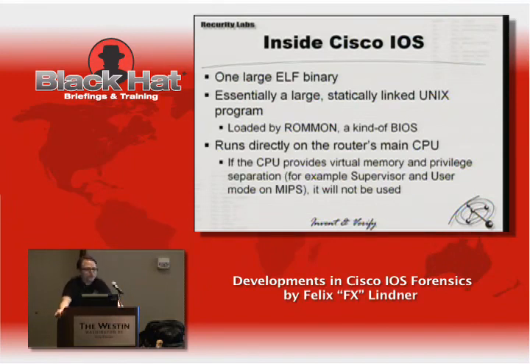So what's IOS looking like? Now, IOS is, in the regular case, a single large ELF binary. So essentially, it's a large statically linked Unix program. It's called an operating system, and it does show you processes and stuff, but it is essentially a very large Unix program. What happens is there is a piece called ROMmon in the router, which is kind of like a BIOS on your PC, and it finds the image and starts this ELF program. And then this ELF program runs, as long as it pleases to do so.